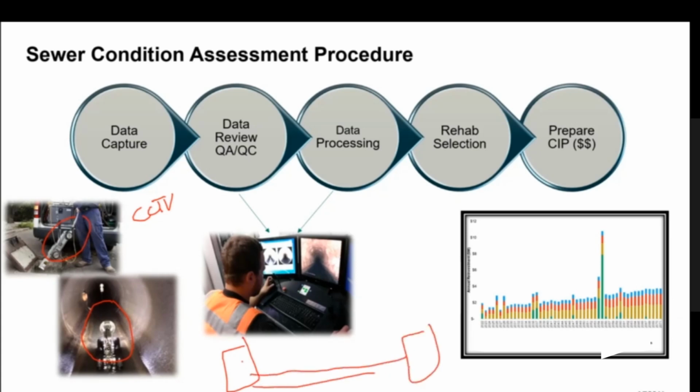So here I have a manhole, and here a manhole. This is a connecting pipe. So I insert a camera from one manhole. That camera is going to drive and capture the internal environment, or the internal condition, of the pipe. This is a concrete pipe, a circular pipe. The person inside that truck is going to manually record the condition of that pipe.